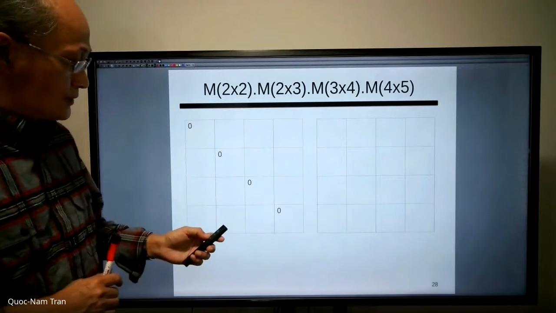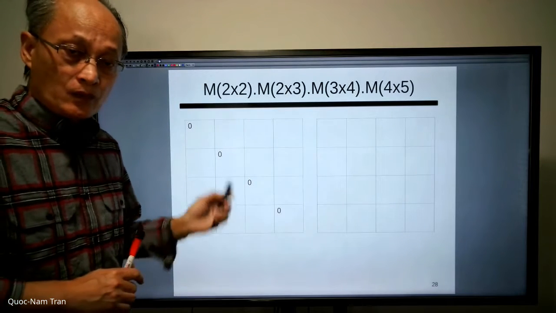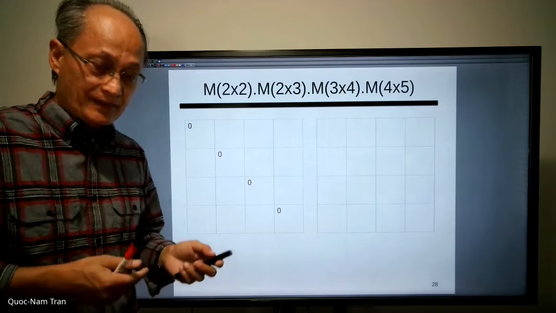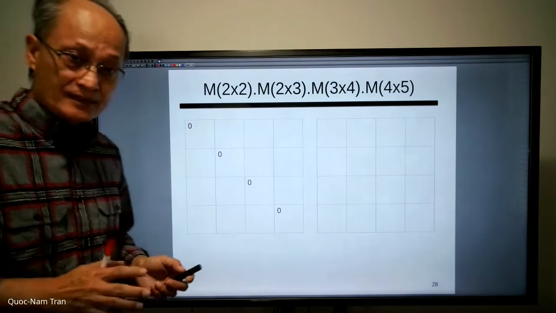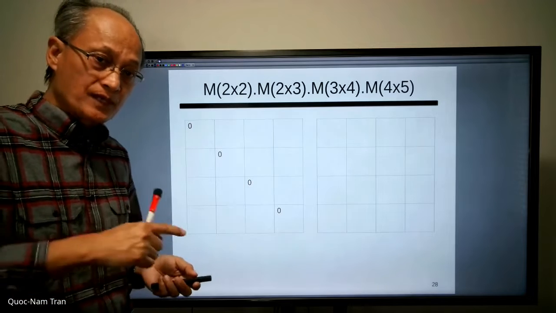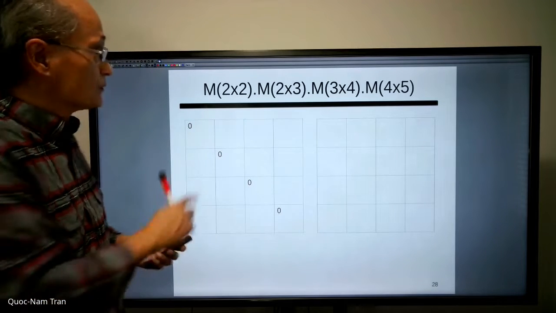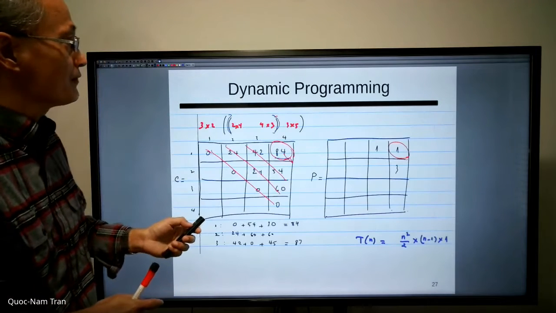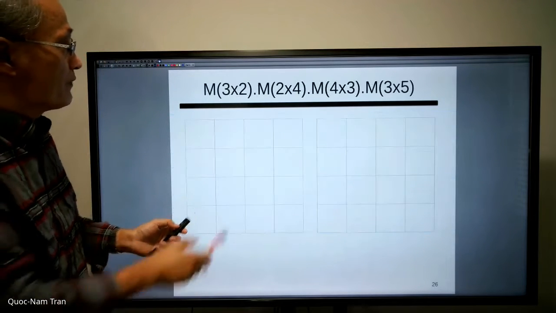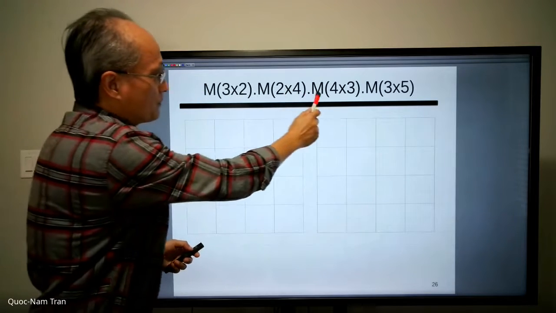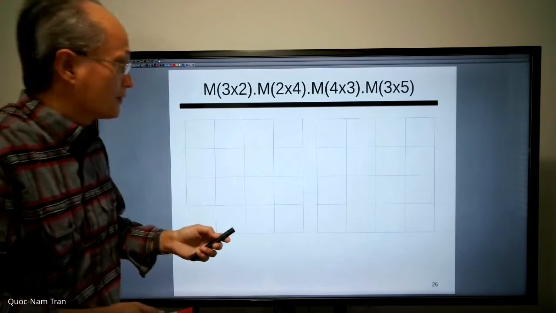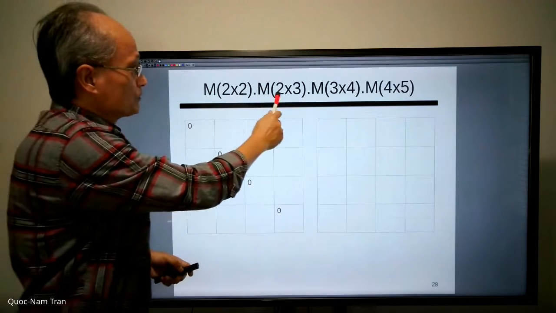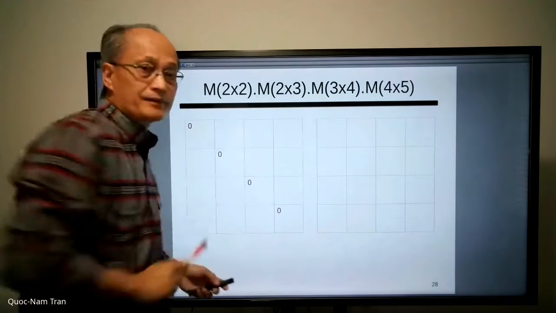And today, we will work through the hands-on exercise that I asked you last time. Do it as an exercise at home before you come to the class today. So you see that the sequence is a little bit different from what we had before. Before we had 3, 2, 4, 3, 5. And now we will practice with this 2, 2, 3, 4, 5.